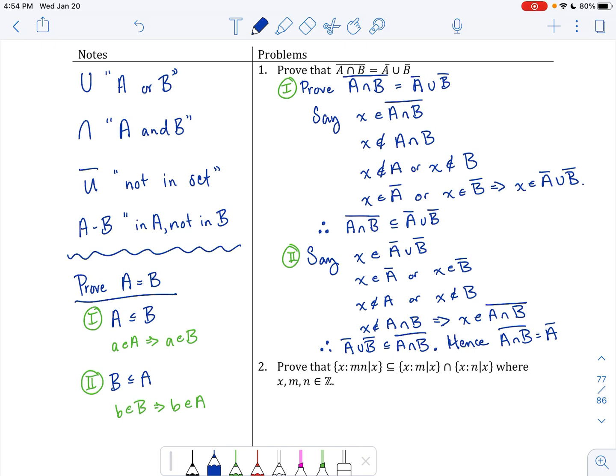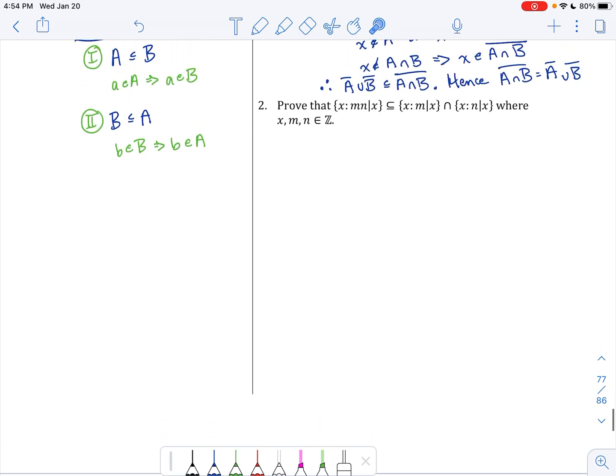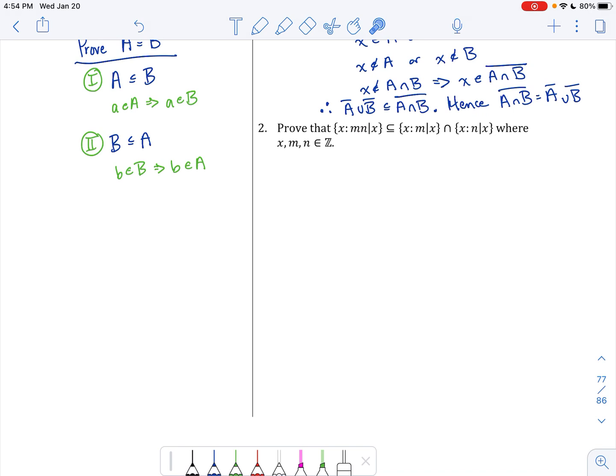So hopefully this feels somewhat like review from previous chapters. Some of the homework for this unit will look very familiar. Some of it's going to be a little bit trickier, involving some of our new notation, though you'll notice that sometimes it's just about proving a subset one way. So what we'll do here is, where X, M, and N are integers, prove that the set of all numbers where MN divides X is a subset of the intersection where M divides X and N divides X.